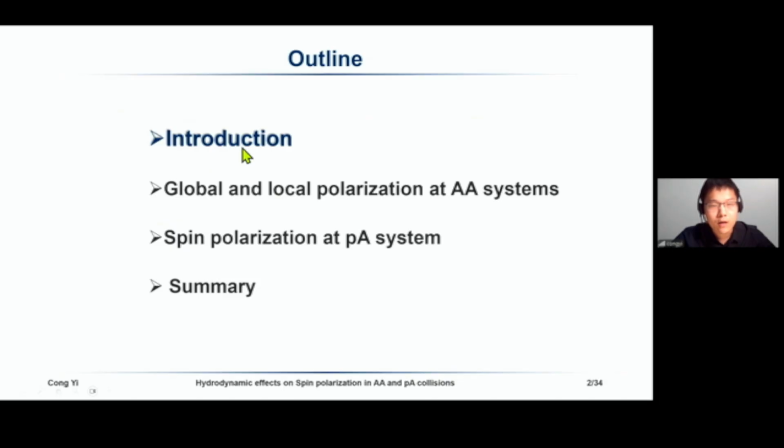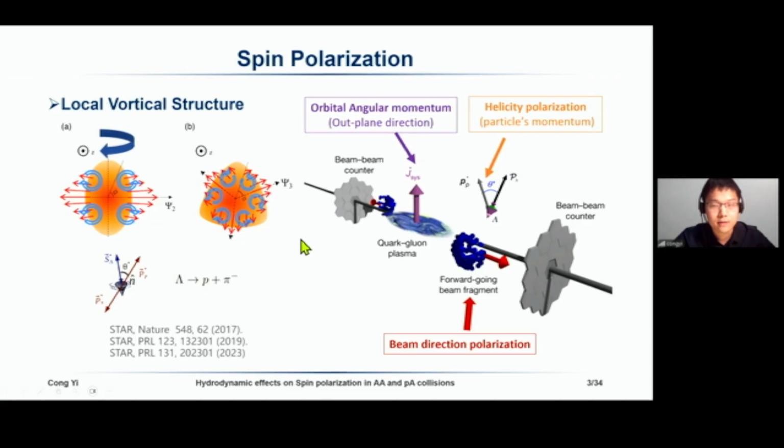This is the outline of my presentation. First is the introduction, and then we will use the hydrodynamic model and the transport model to study the global spin polarization and the local polarization at AA and PA collision systems. At last, we will conclude with a summary. Let's begin with the introduction.